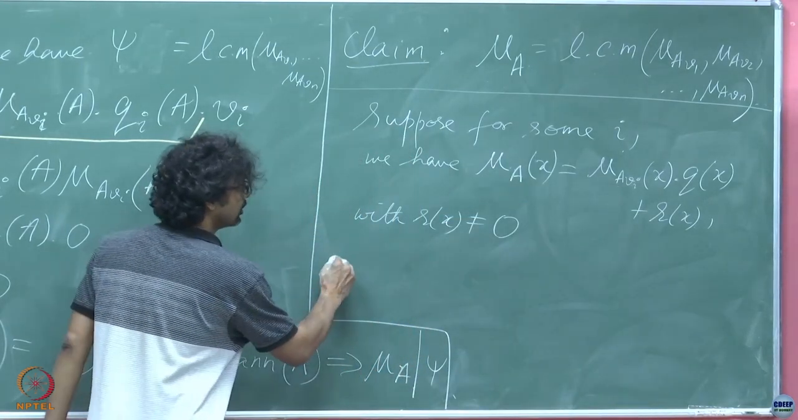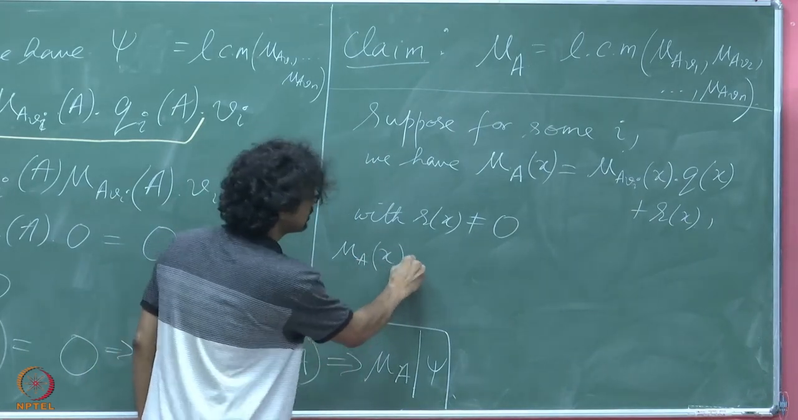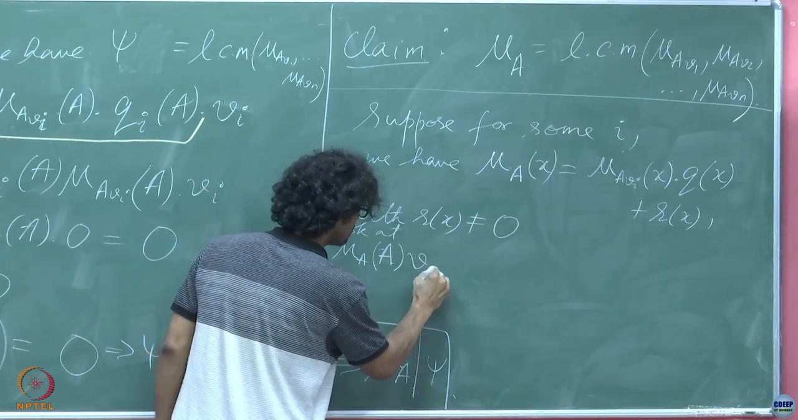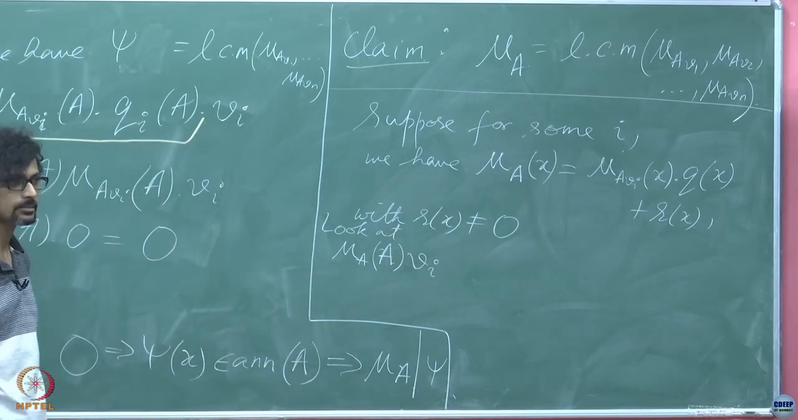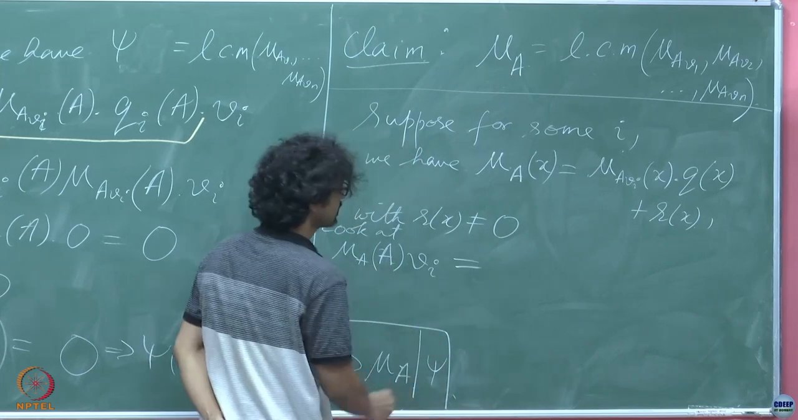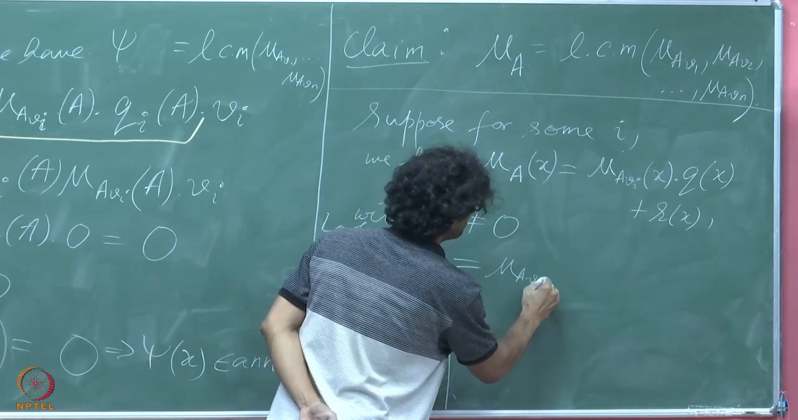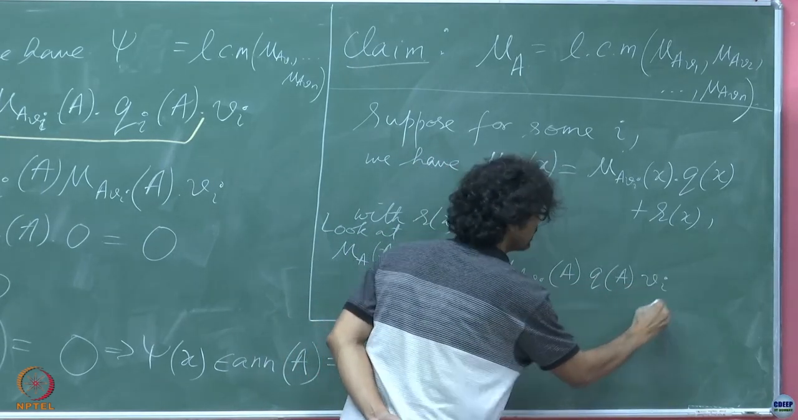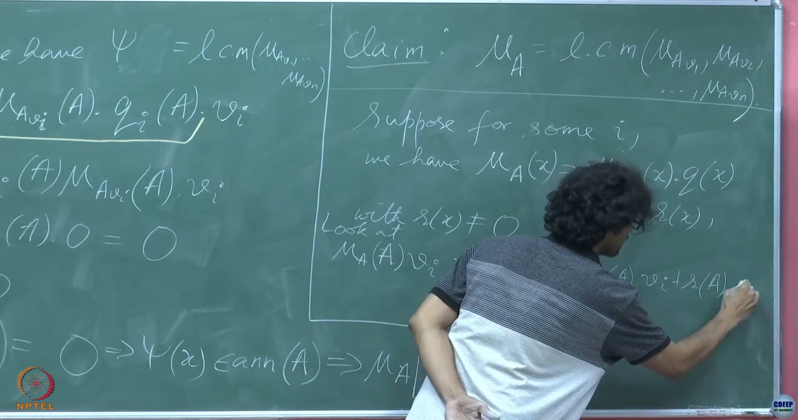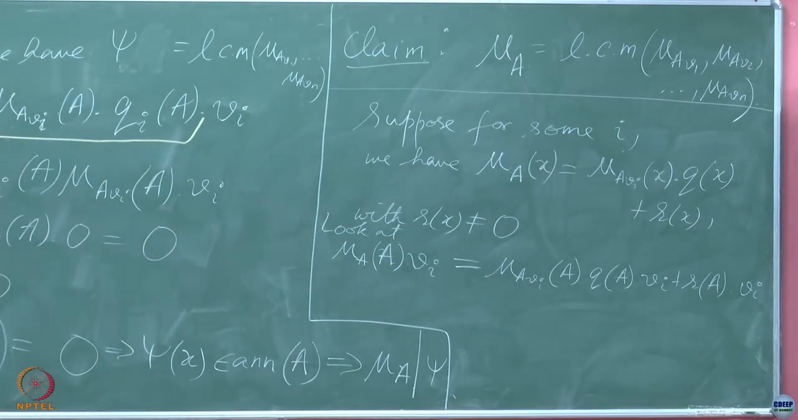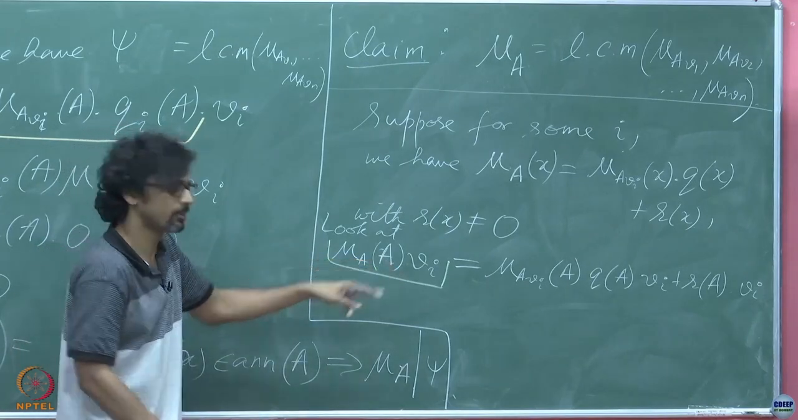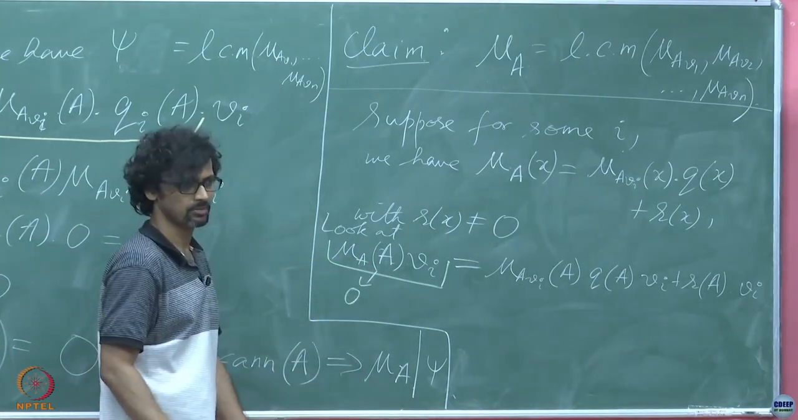So suppose we are positing that this is true, then what will be the case? Let us see the action of mu A of A. So look at mu A of A acting on Vi. What is this? This is equal to mu A Vi of A times Q of A acting on Vi plus R of A acting on Vi, right? What can you say of this? Of course, this fellow vanishes. Mu of A is supposed to be the identically zero operator. So this is zero, the zero vector.